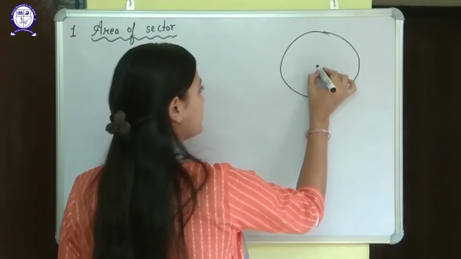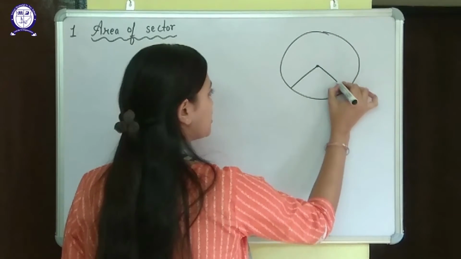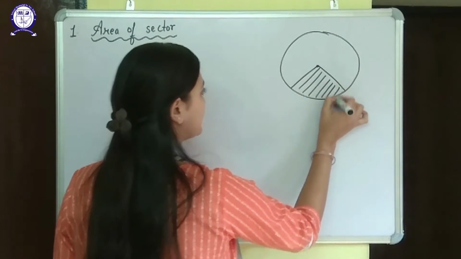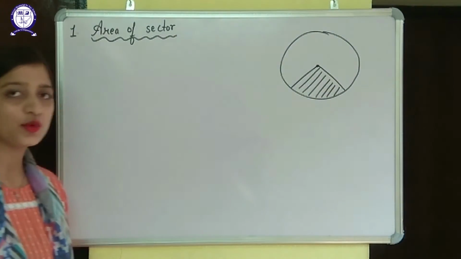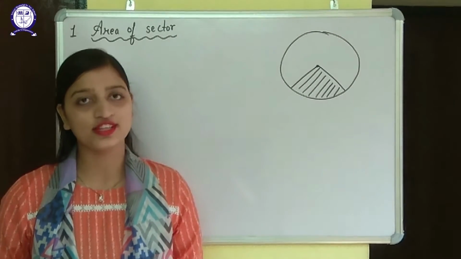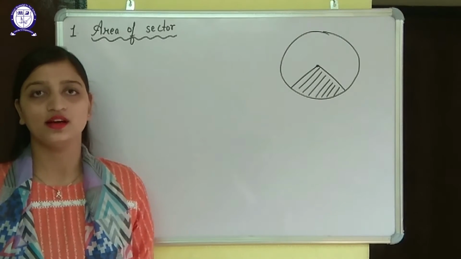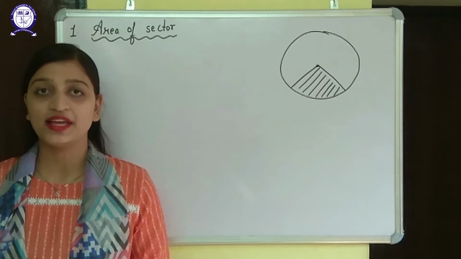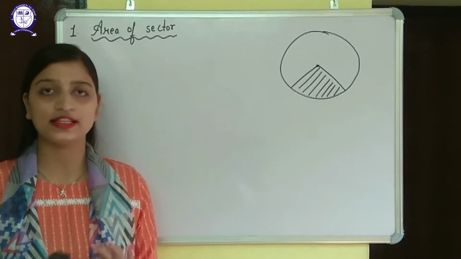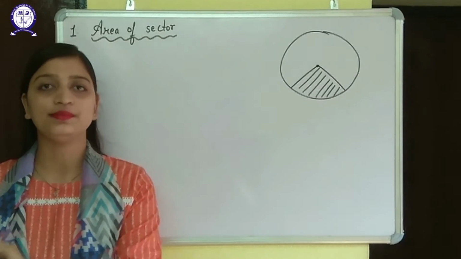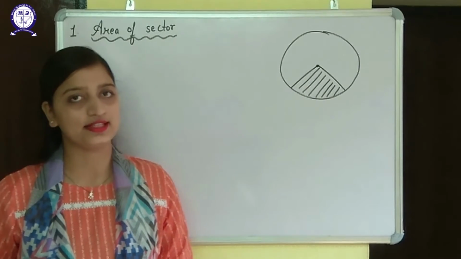This is the center and this portion is my sector, that is minor sector. Whenever in the question it says find the area of the sector, it means it is asking about the minor sector. If it says find the area of major sector, only then we will take the major sector. If it says sector, that obviously means it's talking about the minor sector.